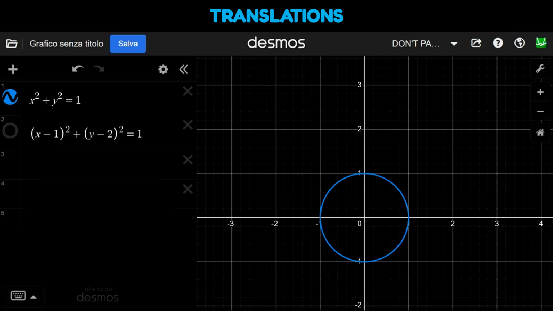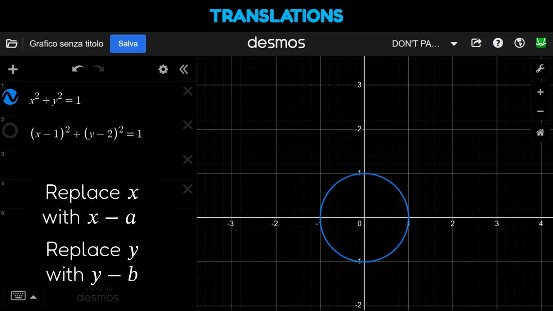Once the figure is ready, replace x with x minus a and y with y minus b to move the figure a units to the right and b units up. To move the figure to the left or down, use x plus a and y plus b respectively.